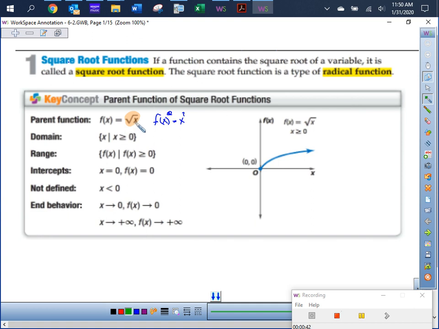The domain, remember, you can take the square root of a positive, you can take the square root of 0, but you can't take the square root of a negative in the real number system. So that's why this domain goes from 0 to infinity, right? And 0 is included as you work from left to right. And the range, if you go low to high, is from 0 to infinity also. This is just the parent square root function, though.